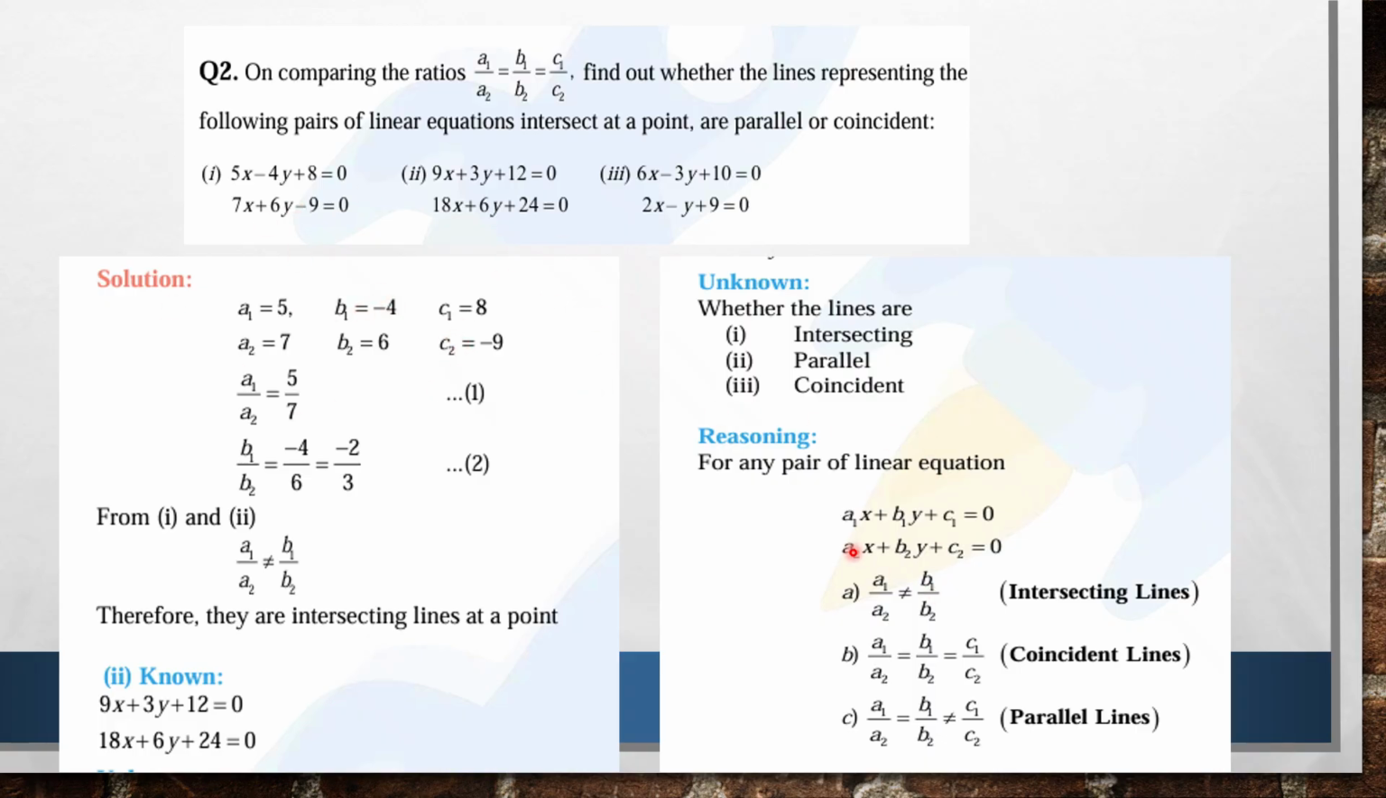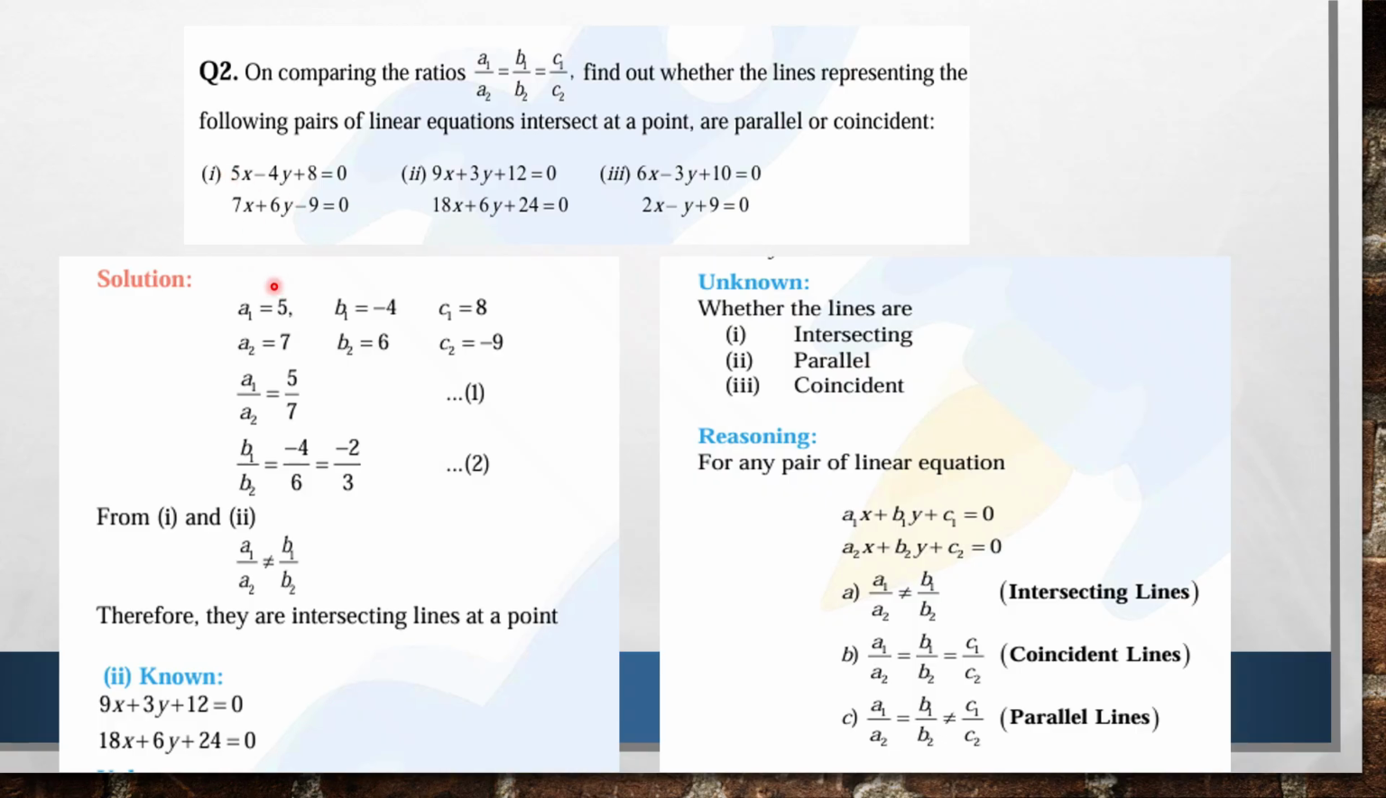If it is having the conditions of these three things, I can identify whether it is intersecting, parallel or coinciding. First solution, let us solve here. That is 5x minus 4y plus 8 is equal to 0. 7x plus 6y minus 9 is equal to 0.